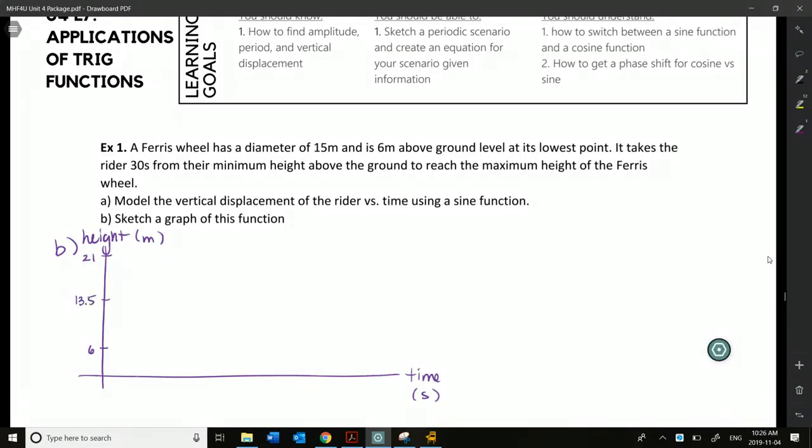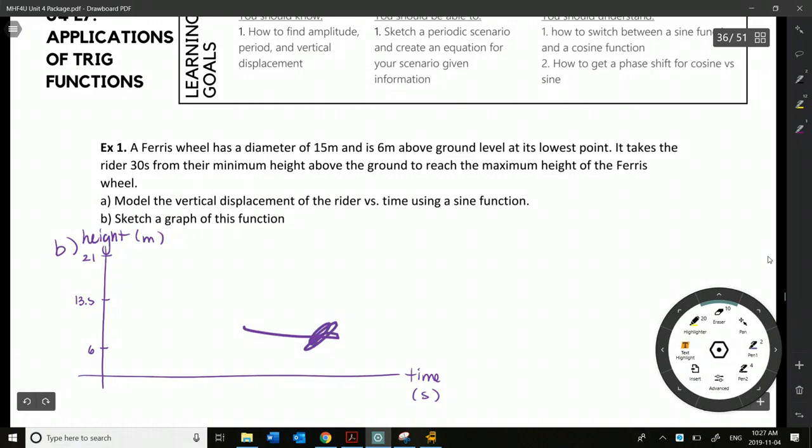Okay, where does my rider start as far as height? What does the question say? Where do they get on? Well, I think common sense tells us that they would get on at the bottom, although I would probably be a little bit more clear about that. But it does tell us that it takes 30 seconds from the minimum height to reach the maximum height. So I'm going to assume that the rider is going to get on at the bottom of the Ferris wheel. That just kind of makes sense to me. So at a time of 0, they're at a minimum height of 6.